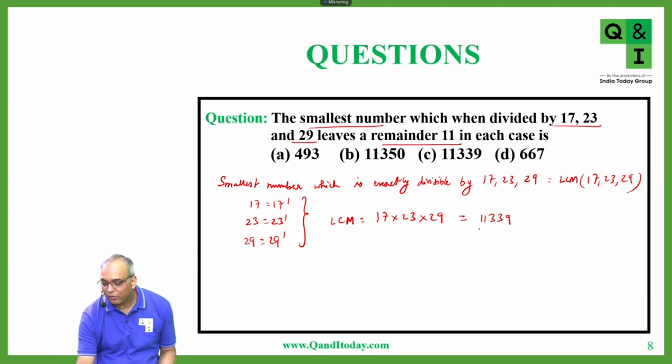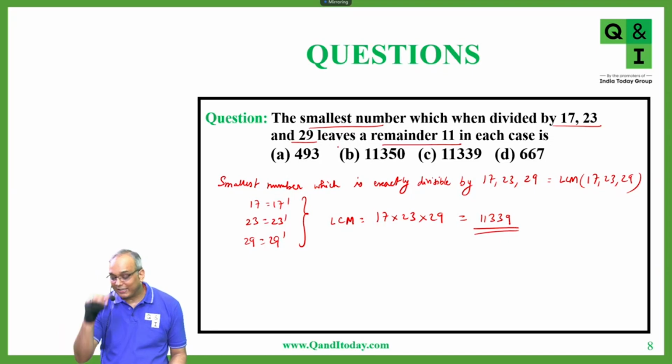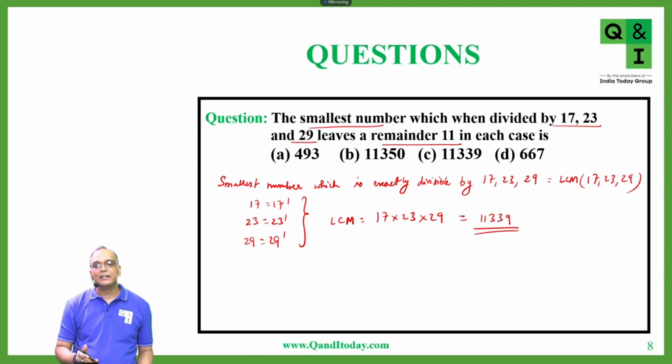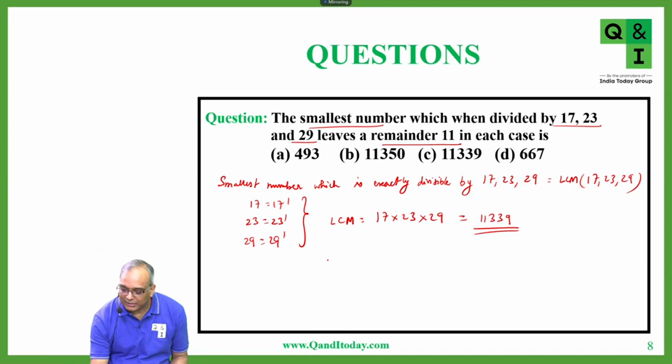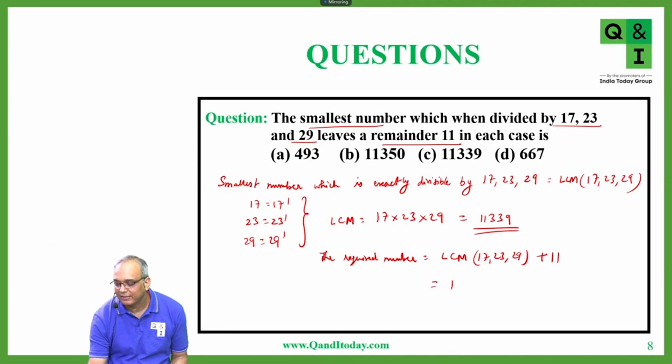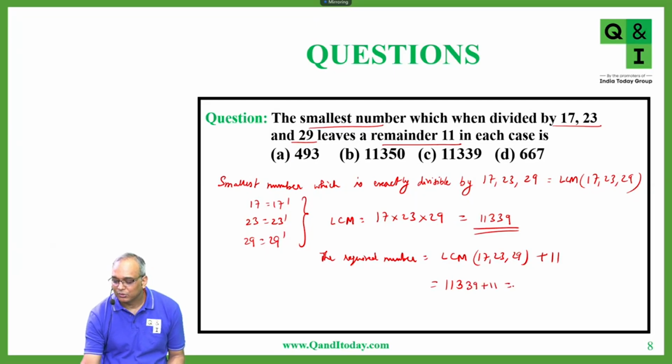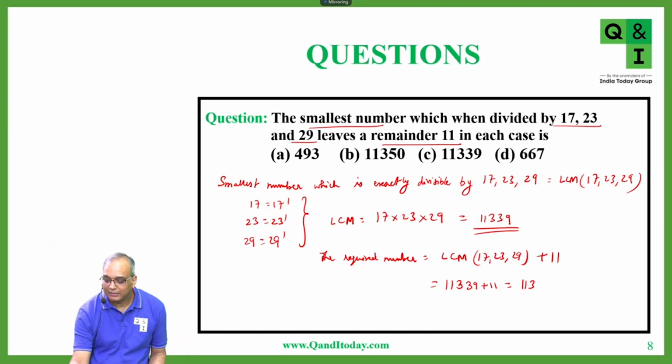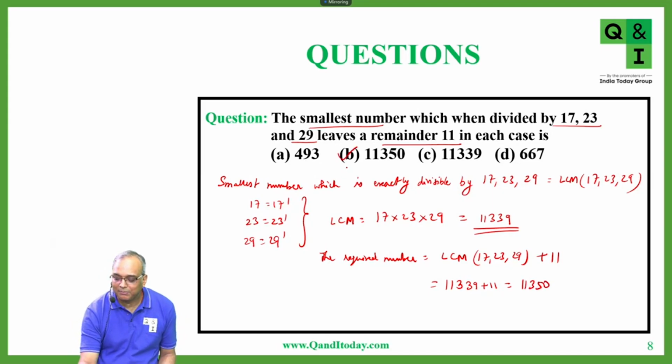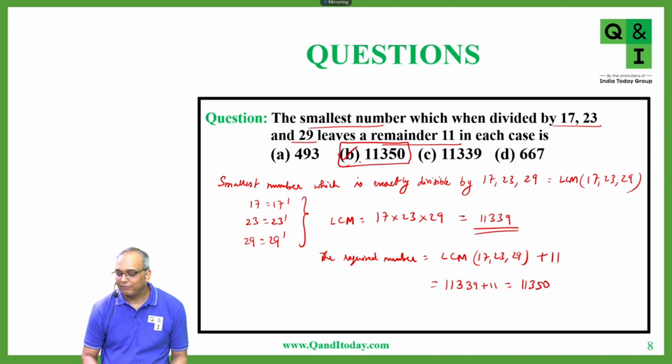So now once you have got the LCM, you have to find a number which leaves 11 as remainder. That means to find that number, the required number is equal to LCM of 17, 23 and 29 plus 11. So this is 11339 plus 11. So this is 11350. So option B is the correct option here. 11350.